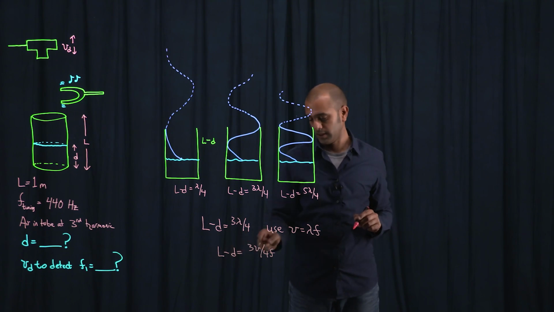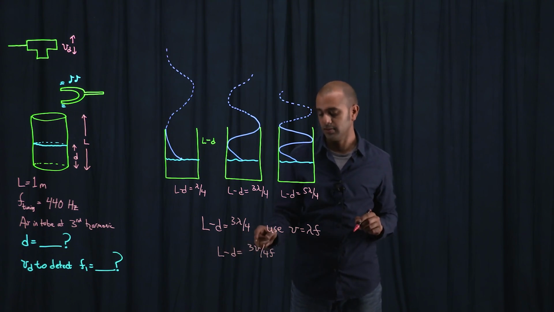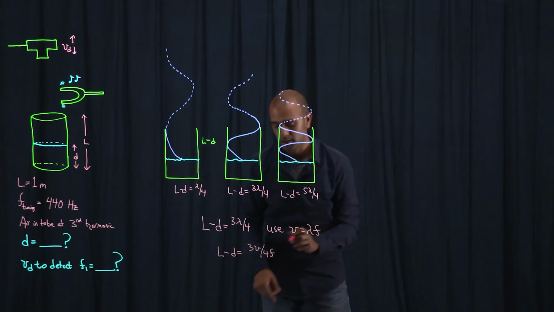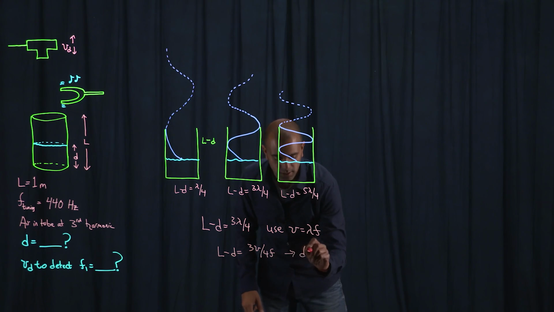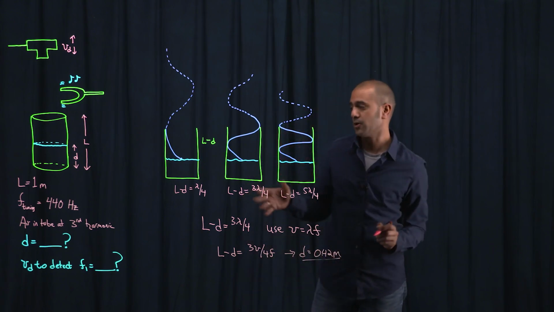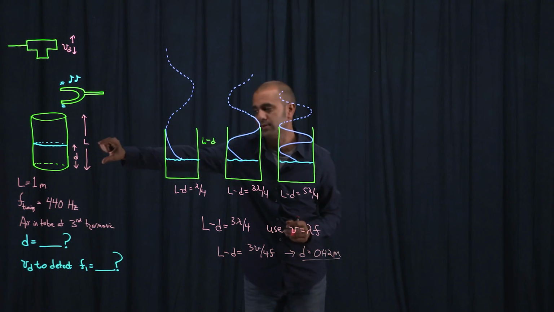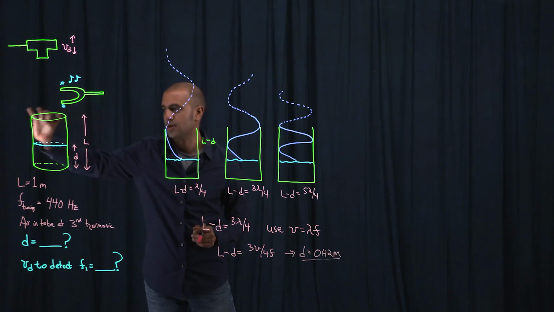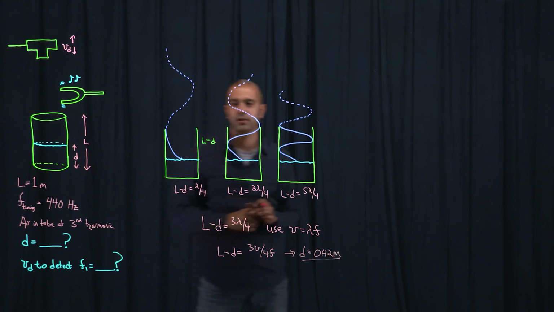We have L, we have v, which is the speed of sound in air, and we have the frequency, which is 440 hertz. So solving this for D, we find that D is 0.42 meters. And that gives the answer to the first part of the problem, which was how deep does the water have to be such that this tuning fork at 440 hertz will cause the third harmonic to be set up here, the third standing wave.